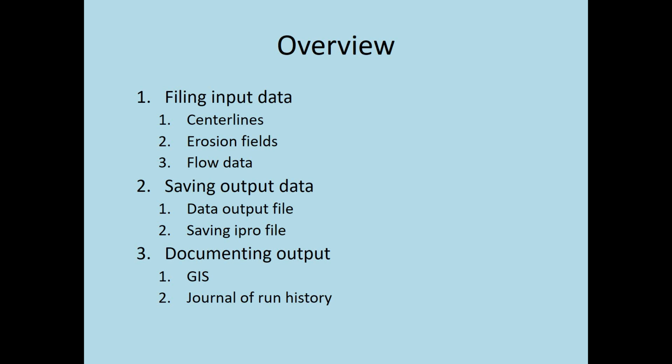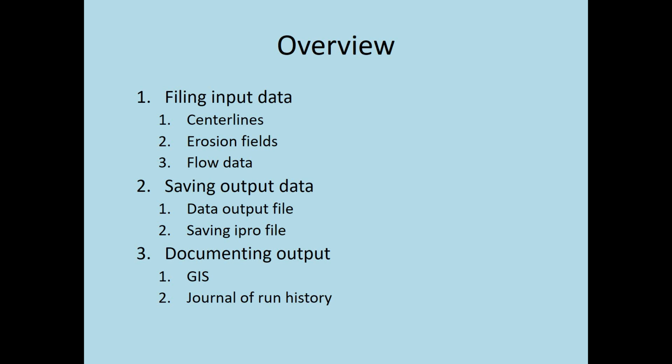The first, said in a little different way, is keeping copies of the data that you use for input. And I'm being more explicit here. I have three kinds of things that I tend to use over and over for input. That would be center lines, the erosion fields, and the flow data when you're using variable flow.